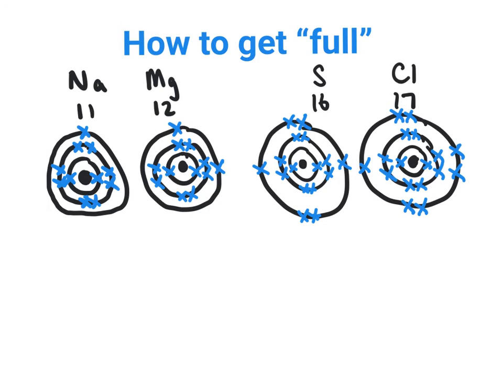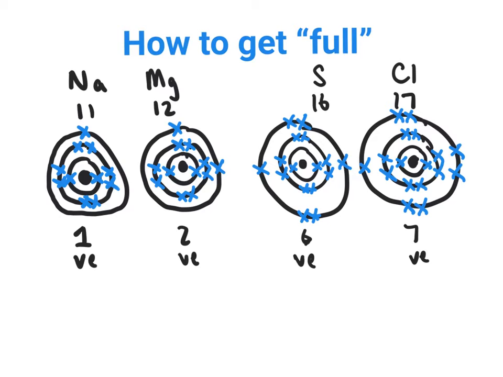There are a couple of ways that atoms can get a full valence shell, and we'll talk about this first. Let's consider the following elements: sodium, magnesium, sulfur, and chlorine. Their atomic numbers are below, which is how many electrons they have. If we draw the Bohr model of these 4 elements, it looks like this. Going across left to right, all of these have their valence electrons in the 3rd energy level. Sodium has 1 valence electron, magnesium has 2, sulfur has 6, and chlorine has 7 valence electrons.